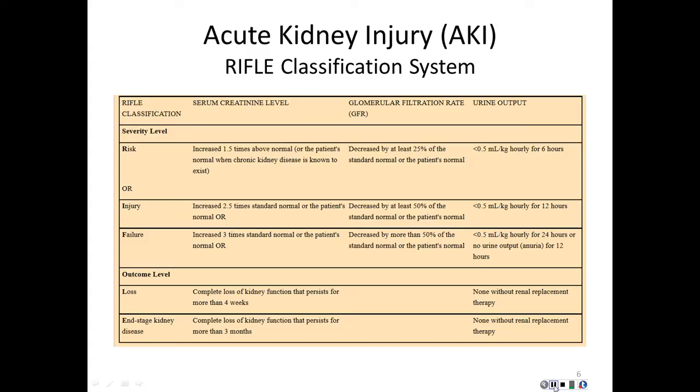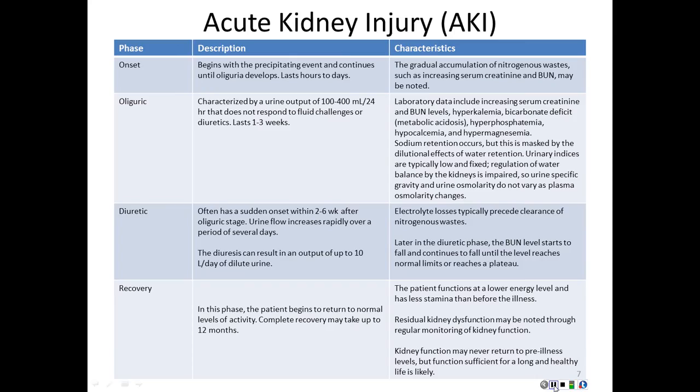We need to implement strategies and then identify needs to implement appropriate interventions to prevent permanent impairment of kidney function. Our goal is to prevent that permanent kidney function loss in these patients. Now, if these patients do move into acute kidney injury, there are stages it goes through.